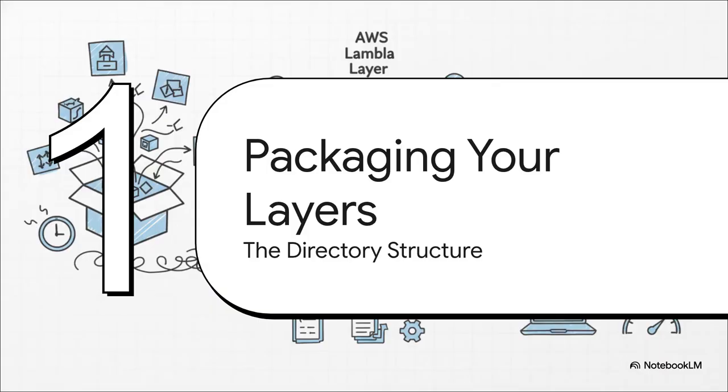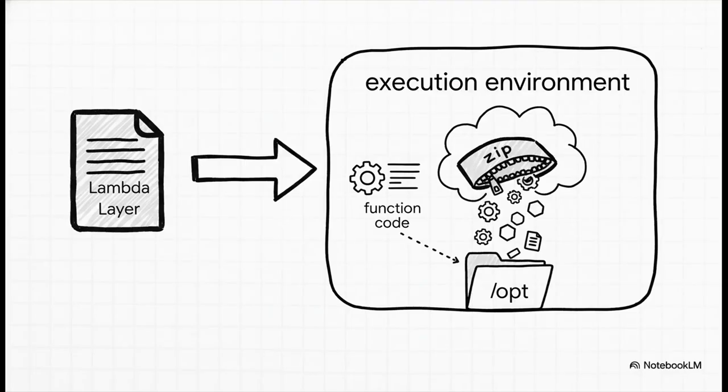All right, let's really zoom in on that first step, package, because honestly, this is the most critical part to get right. It's not enough to just zip up your libraries. They have to be in a very specific folder structure for the Lambda runtime to find them. So here's where the magic happens. When your function starts up, Lambda takes the contents of your layer's zip file, and it extracts everything into a directory named /opt right inside the execution environment. And that /opt directory, that's the spot where your function can find and use all those shared files.